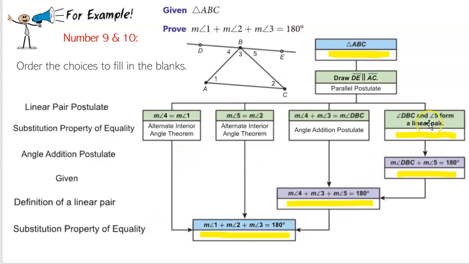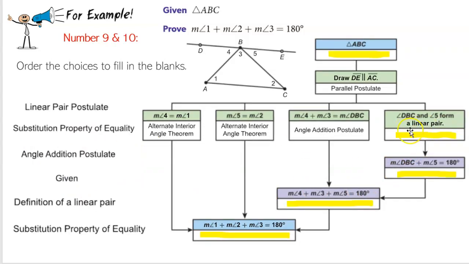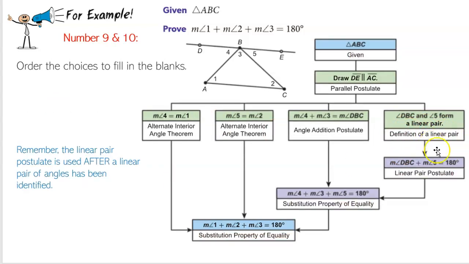So we have DBC and angle 5 form a linear pair. This is a definition of linear pair. Remember, the linear pair postulate comes after a linear pair of angles has been identified. So that's why this one is the definition before the postulate. So we have to define that they are a linear pair, then we can add them together with the linear pair postulate.